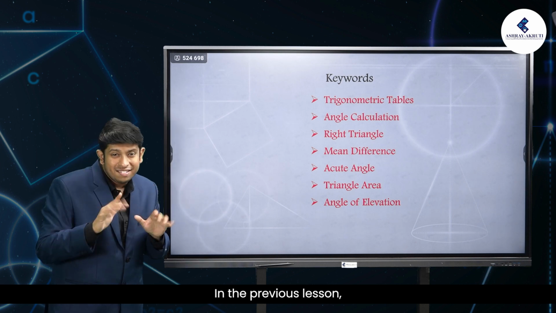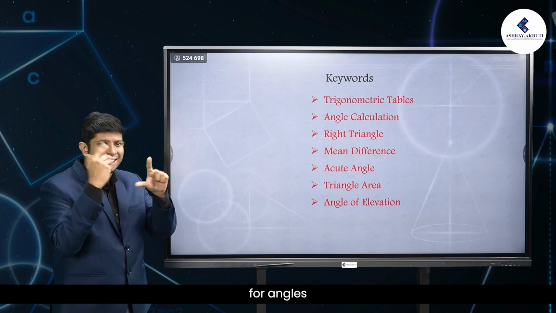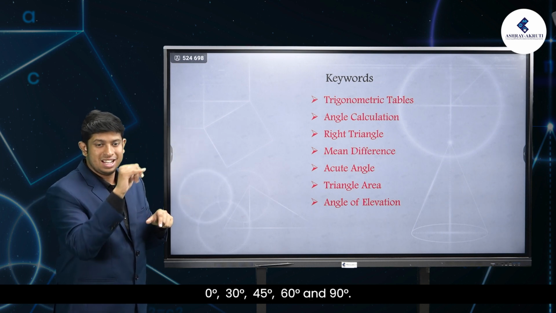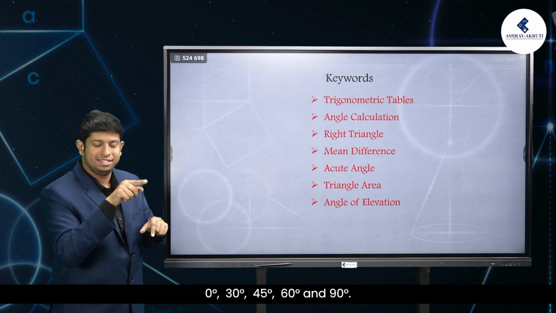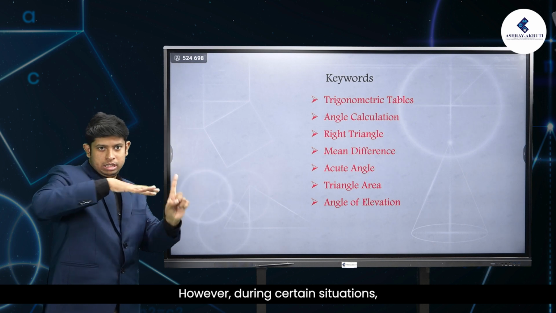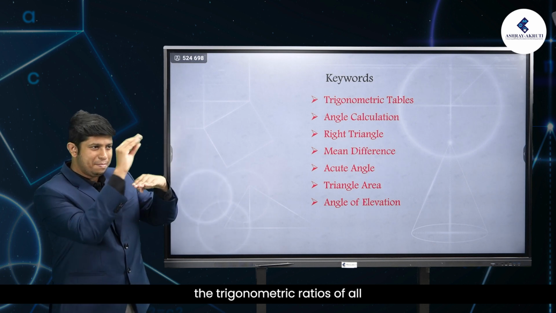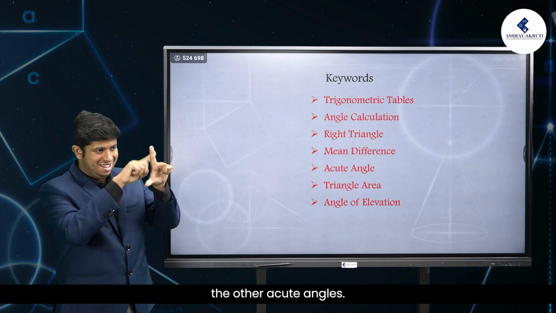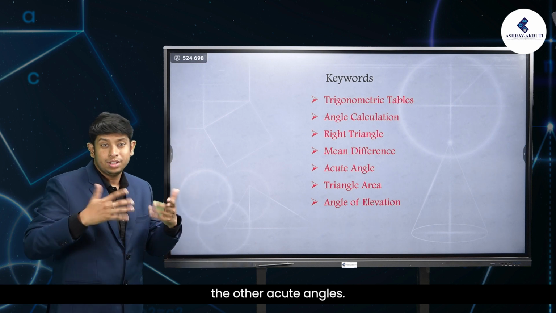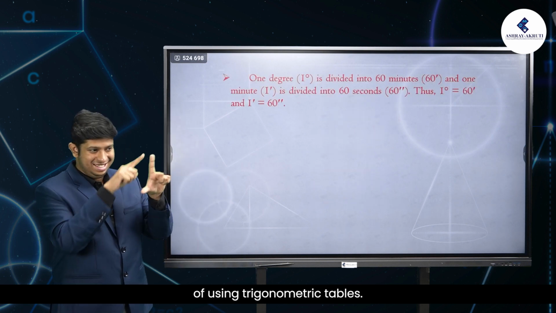In the previous lesson, we have learned to calculate the trigonometric ratios for angles 0 degrees, 30 degrees, 45 degrees, 60 degrees and 90 degrees. However, during certain situations, we need to calculate the trigonometric ratios of all the other acute angles. Hence, we need to know the method of using trigonometric tables.